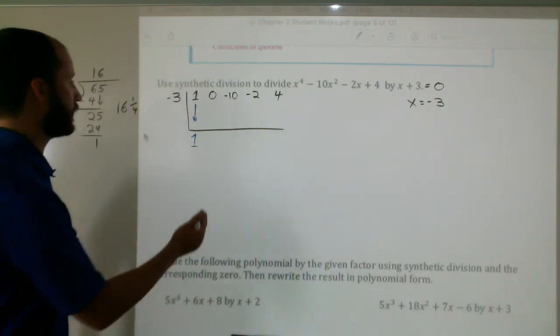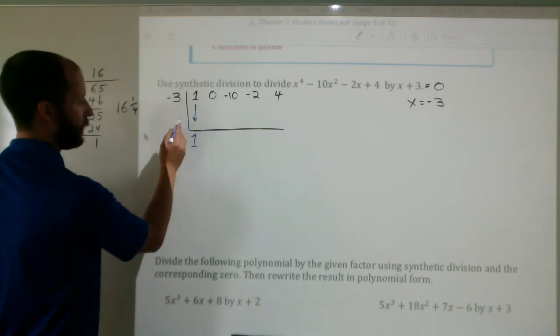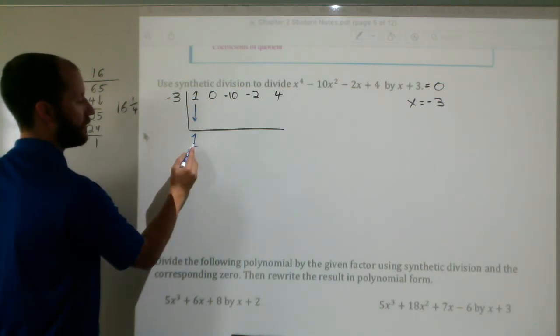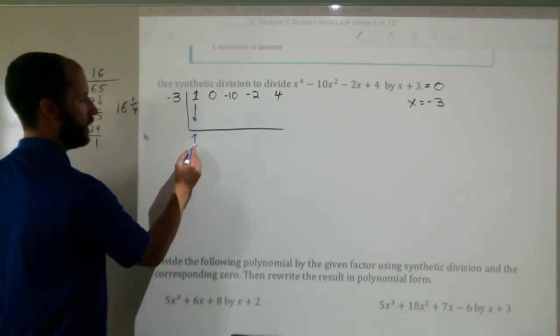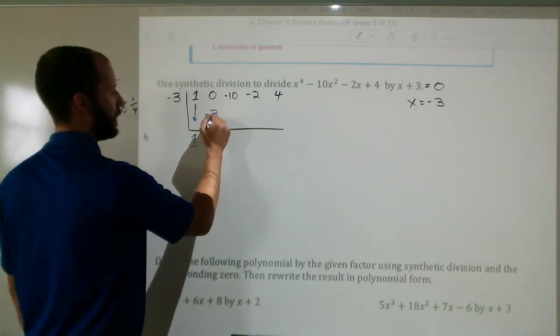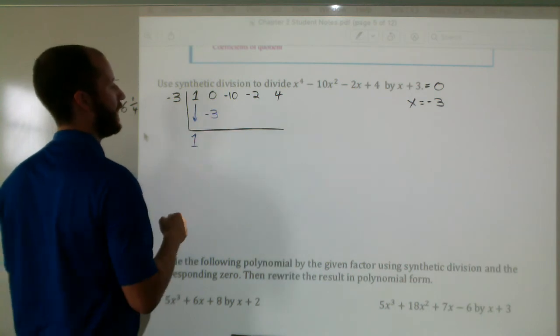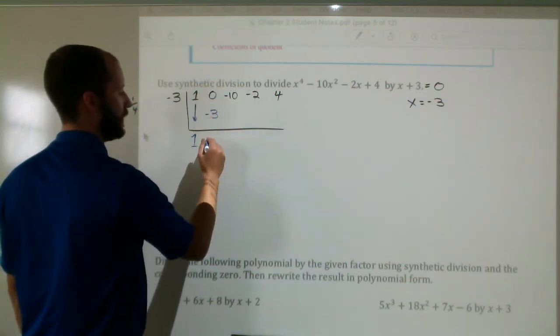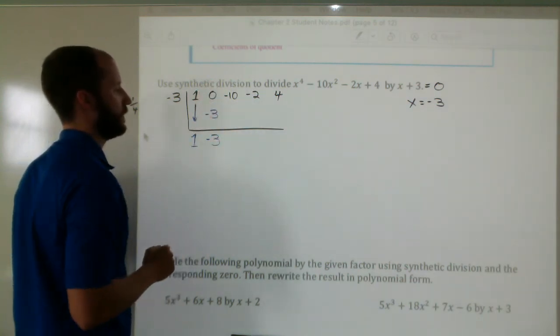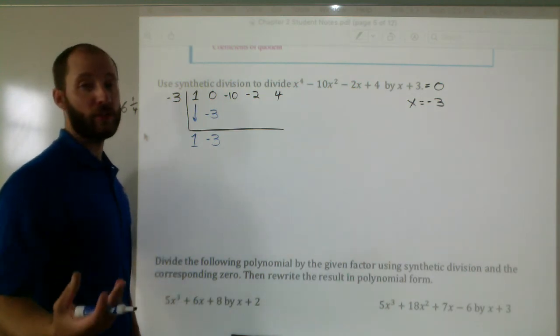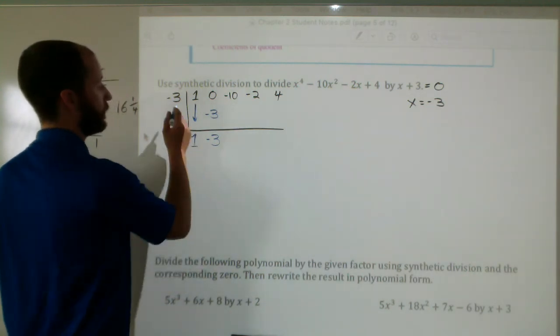Then the movement you do, I have to call it the bounce and add. Bounce and add. So negative 3 is going to bounce down. It's going to be multiplied by 1. It's going to bounce up here into the arc there. And then you're going to add. So 0 and negative 3 is negative 3. And then you just do that process over and over.